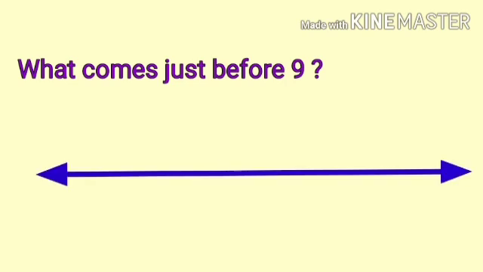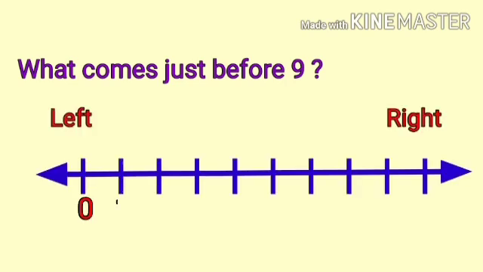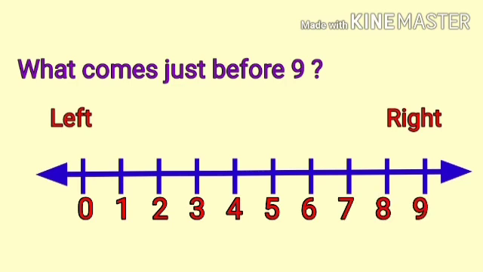Here also I am taking a number line with 0 to 9 numbers. Now we have to mark 9 as the starting point. From the starting point 9 we should take a backward jump, a single jump towards the left side of the number line to get the just before number for 9, that is 8. So the number that comes just before 9 is 8.